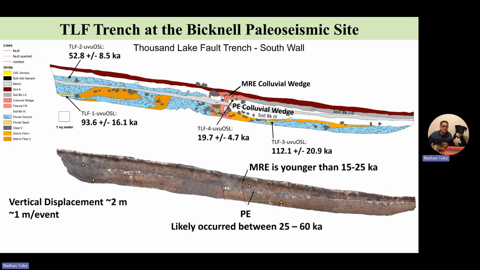Total displacement across the exposure of the trench of that BK3 soil horizon is about 2 meters. And so we interpret about 1 meter per event of displacement on average. Remember, this is only one expression of the fault across this fan surface, and there are several other traces.